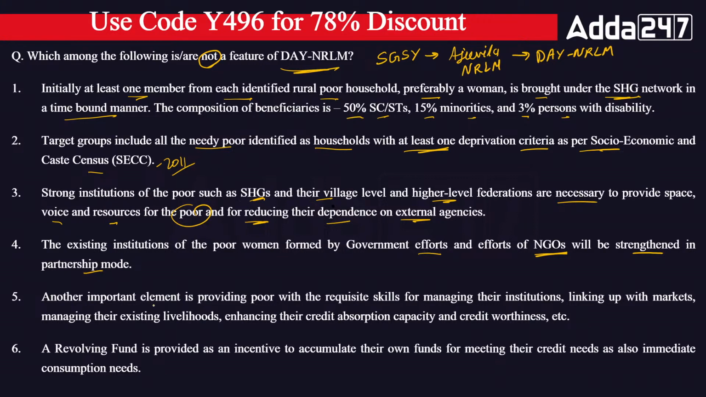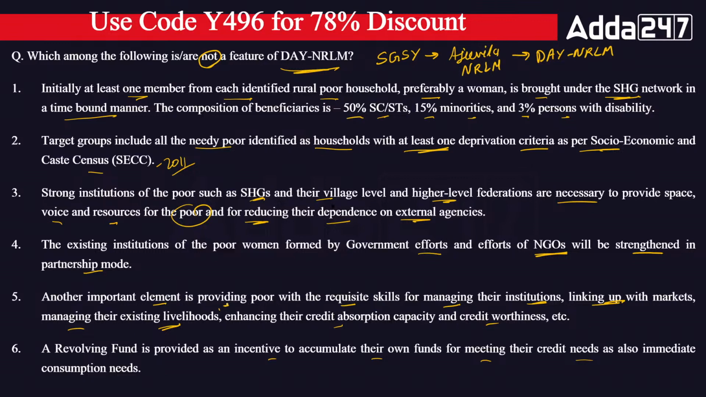Now, the fifth says another important element is providing the poor with the requisite skills for managing their institutions, linking up with the markets, managing their existing livelihoods, and enhancing their credit absorption capacity and creditworthiness. Then we are saying a revolving fund is provided as an incentive to accumulate their own funds for meeting their credit needs as well as immediate consumption needs. Okay, so these are the statements that have been given about the NRLM scheme.